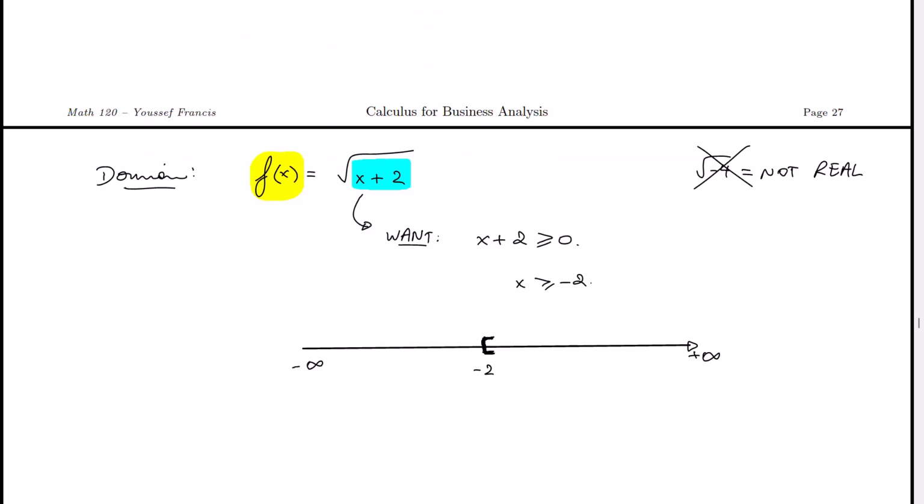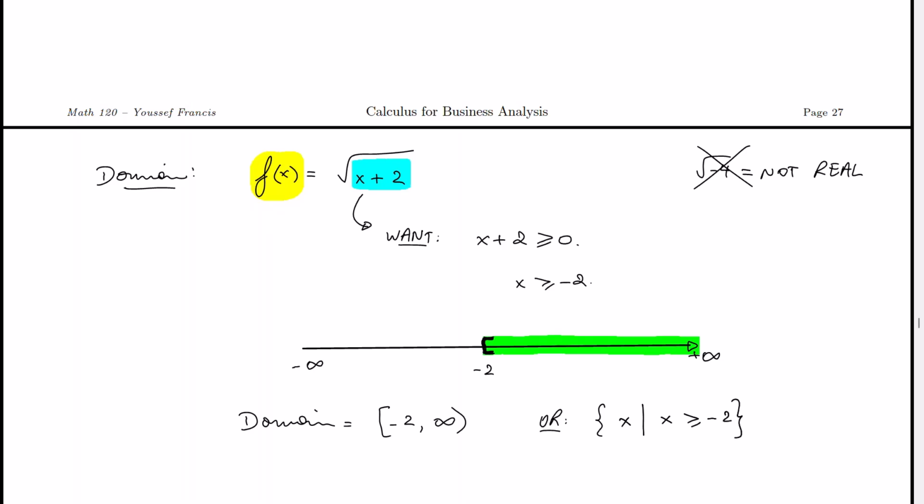So this is kind of a review of what we did in the first chapter in this semester, but basically any of these numbers is a valid input for the function. If I plug any of those numbers in, then my function will be able to give me some results. So in this case, the domain written in interval notation will be negative 2 comma infinity. Or if you prefer set builder notation, you can say it's x such that x is bigger than or equal to negative 2.